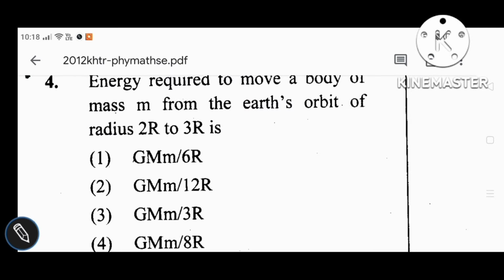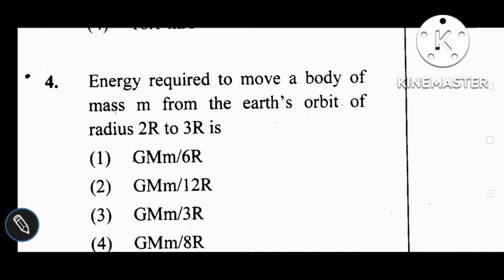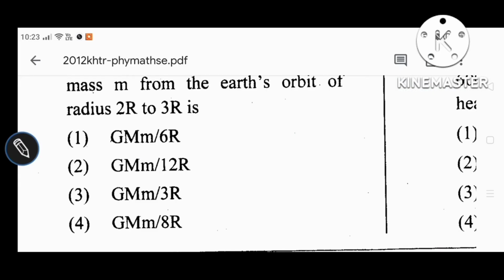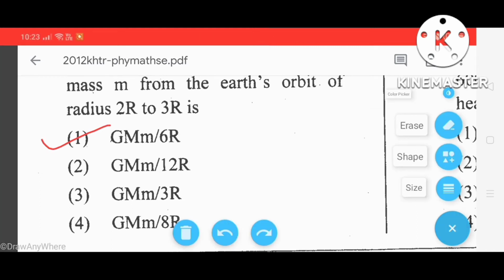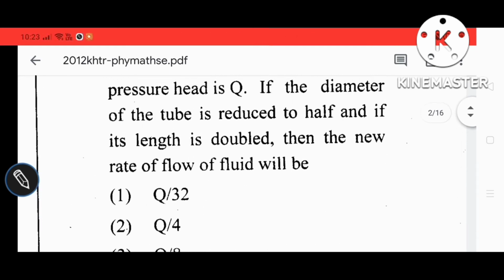The energy required to move a body of mass m from the Earth's orbit of radius 2r to 3r is. Okay, you have to solve this one. Here we are using the energy required formula minus GM divided by 3r minus of GM divided by 2r. Altogether we are going to get GM divided by 6r. For this we are having the answer option number 1, that is GM divided by 6r will be the right answer here.